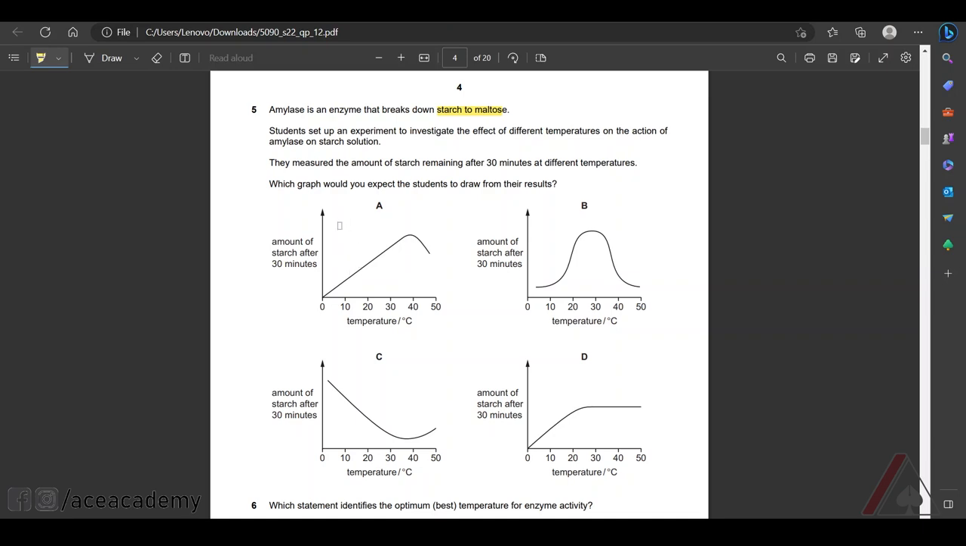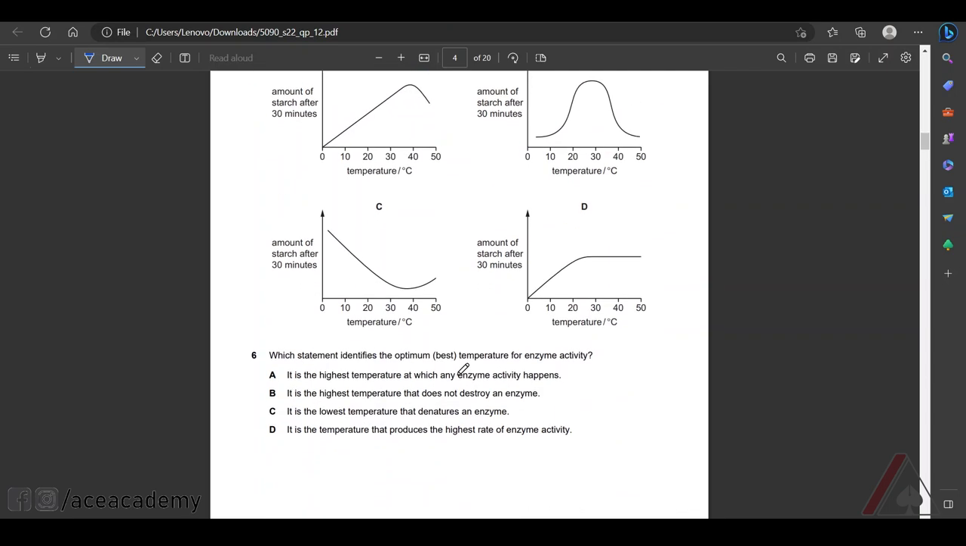Graph A says amount of starch increases as temperature increases. No, this shouldn't happen because if the temperature increases, the rate of amylase activity should increase, meaning that more starch should be broken down into maltose. So amount of starch should really decrease. Hence, A is wrong. B is also wrong because of the same reason as A. At such low temperatures, if temperatures increase from such low temperatures, amount of starch should really decrease.